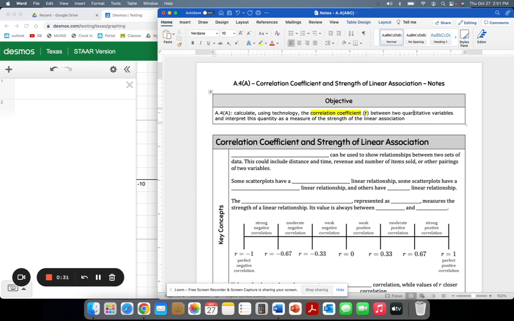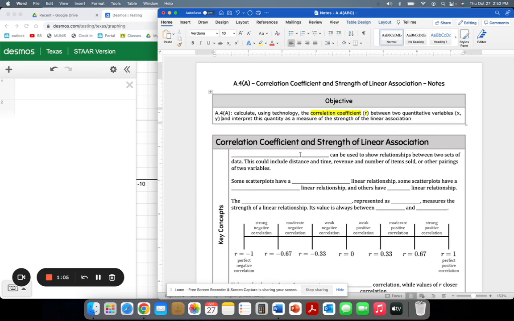Between two quantitative variables, those variables are x comma y, and interpret the quantity as a measure of the strength of a linear association. Strength is whether they are weak or strong, and their association is going to be either positive, negative, or there could be no association as well. So correlation coefficient and the strength of a linear association.